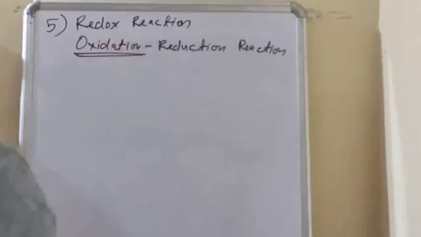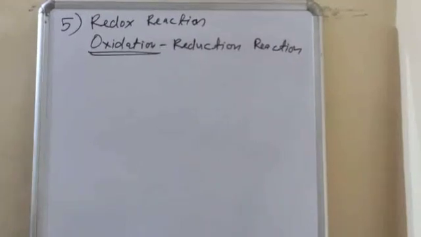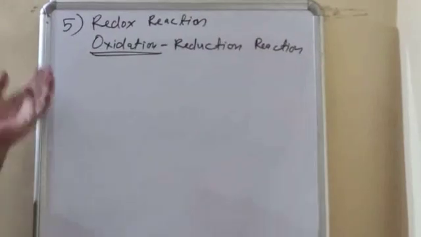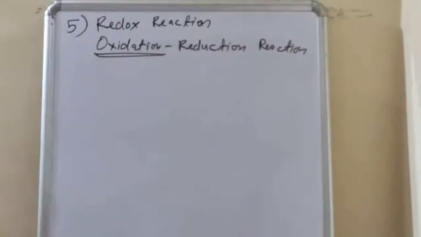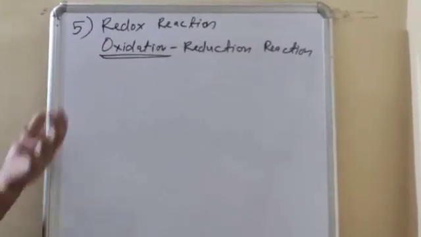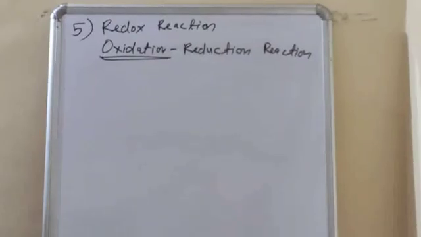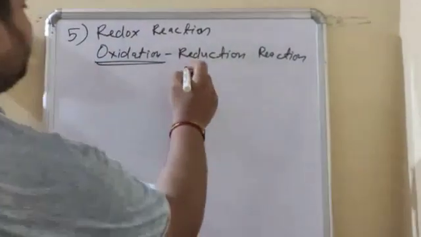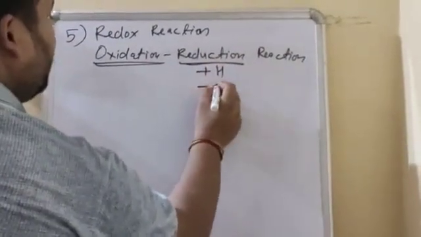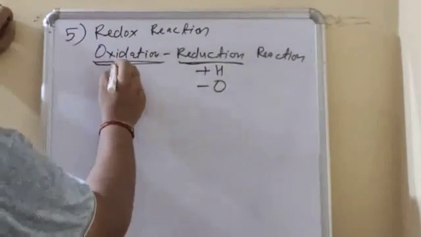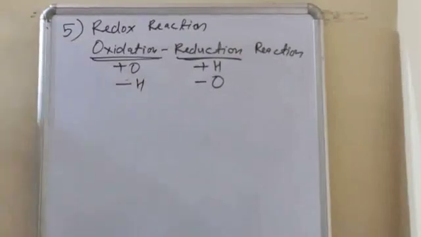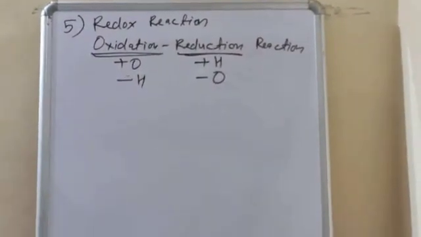Okay, first we will see oxidation, a reaction in which oxygen is added or hydrogen is removed. Addition of oxygen or removal of hydrogen is known as an oxidation reaction. And in reduction, just the opposite: addition of hydrogen or removal of oxygen. So just see the example.